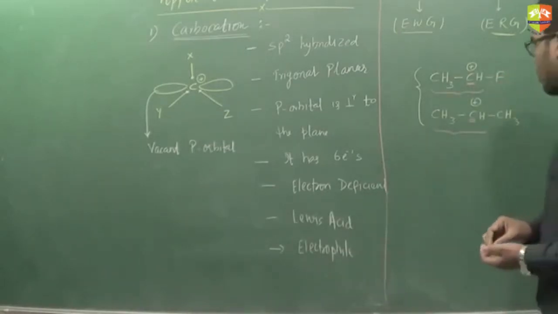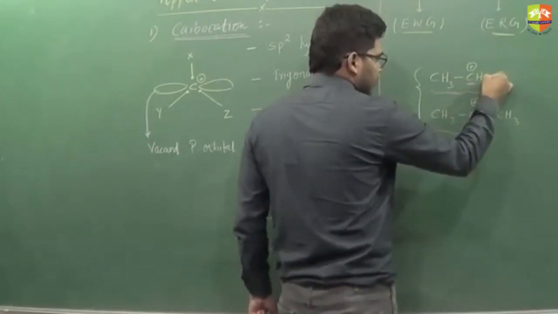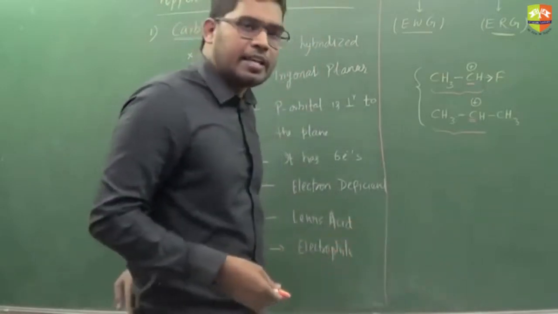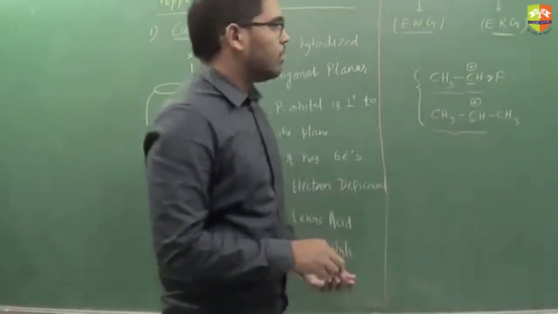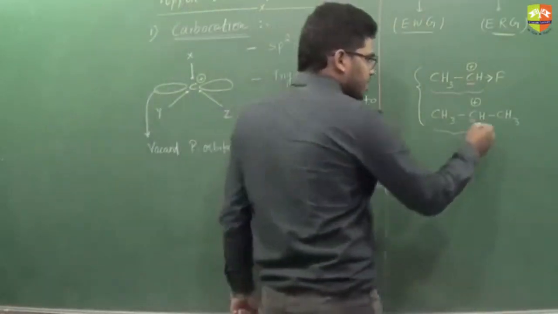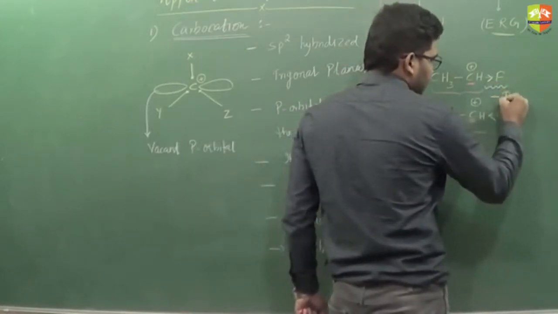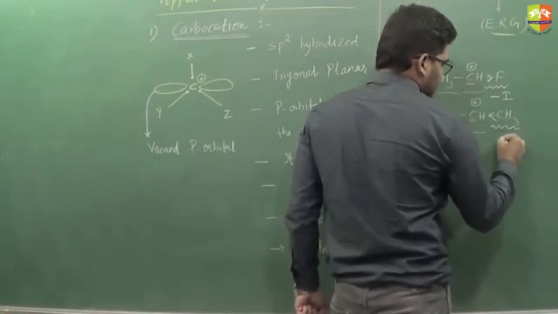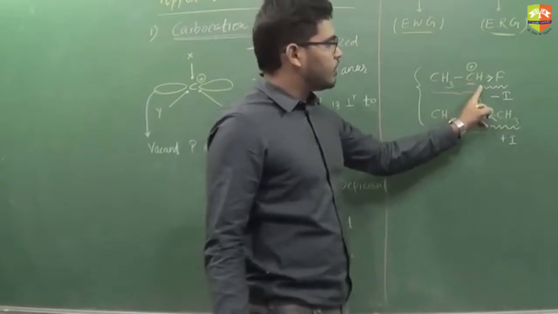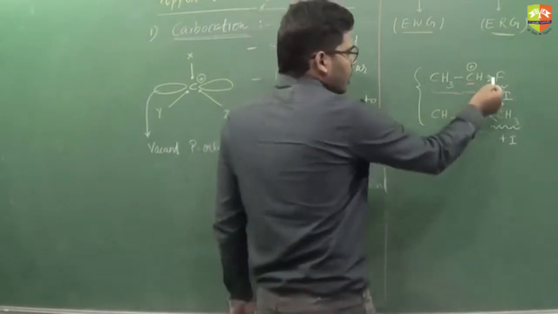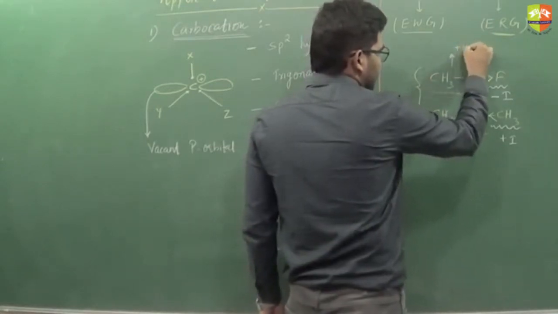So if I ask you, what is the nature of fluorine? It has minus I effect. Fluorine has minus I effect, and this CH3 has plus I effect. So this is minus I and this is plus I. So this will release the electron and this will withdraw the electron. When it withdraws electron, what happens here? The positive charge density increases.